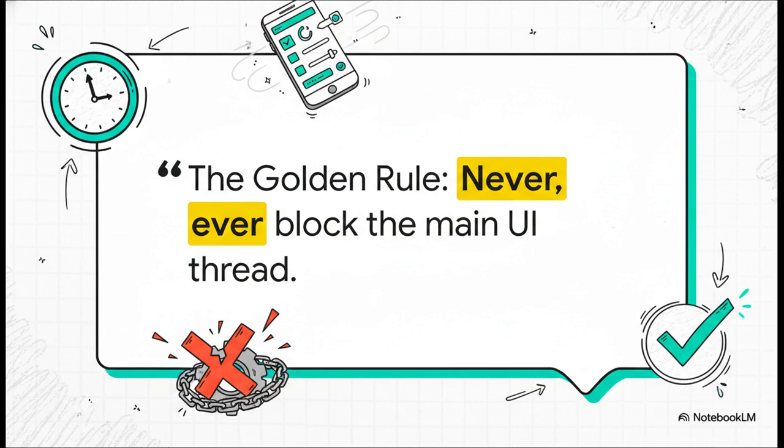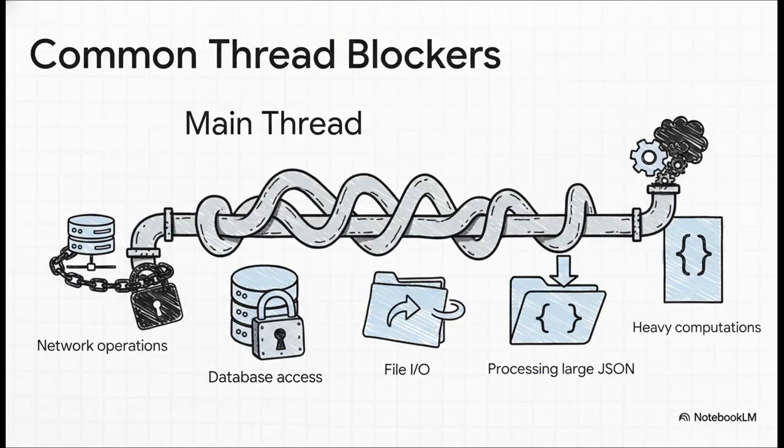That thread has one job: draw the screen and respond to the user. Every single moment it spends doing anything else is a moment your app is frozen. Every ANR that has ever happened is because this rule was broken. It's that simple. So, what are these terrible things that block the main thread? Here is a most wanted list.